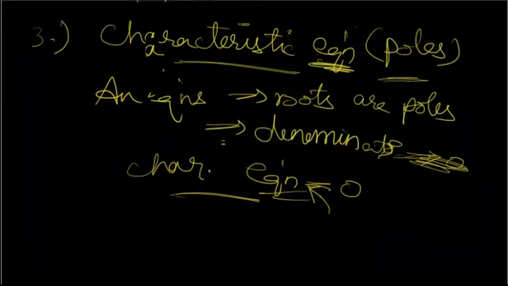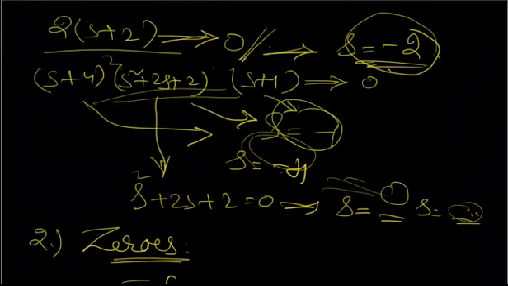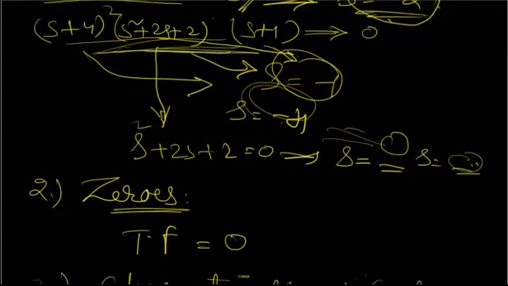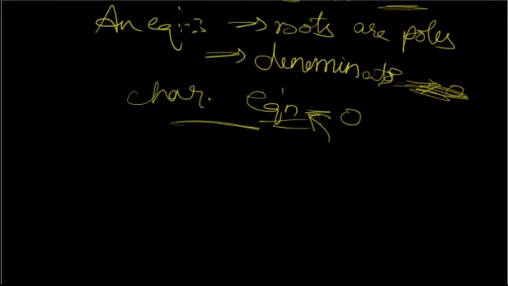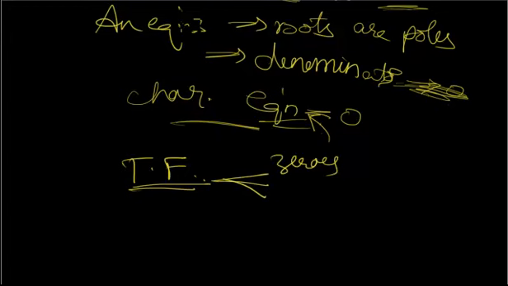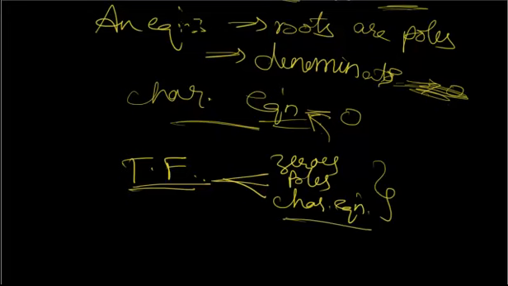So find this example lo this equation (s plus 4) into (s square plus 2s plus 2) into (s plus 1) is called the characteristic equation of that particular system. So a system ki transfer function manam define chesamu ante we automatically get all these points, zeros, poles, and the characteristic equation of that particular system. These are the parameters which define the characters of a particular system.